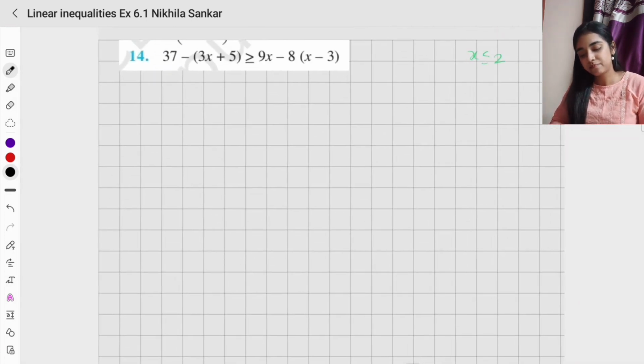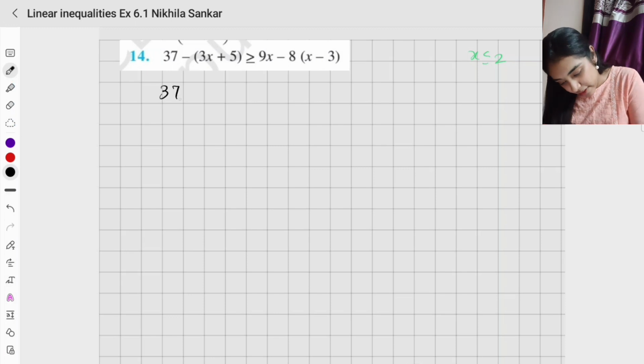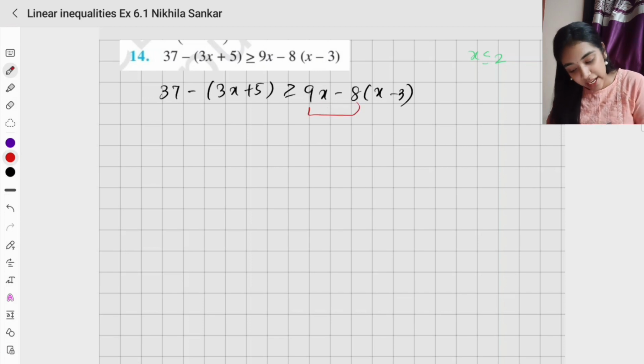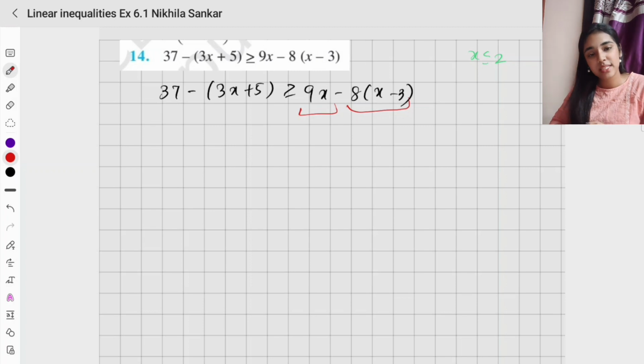Question number 14. First, இதை multiply பண்ணணும். I'll write 37 minus 3x plus 5 greater than or equal to 9x minus 8 into x minus 3. You have to understand that it is not 9x minus 8. You have to first multiply this term, then subtract the 9x. இதெல்லாம் சின்ன சின்ன mistakes that you make in your exam.